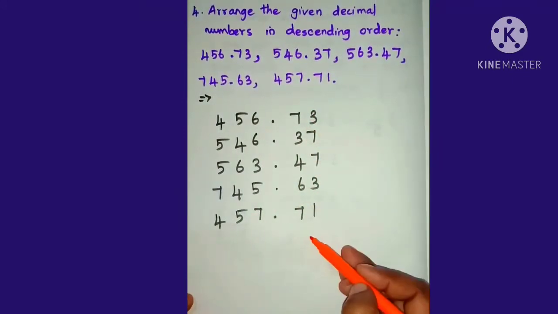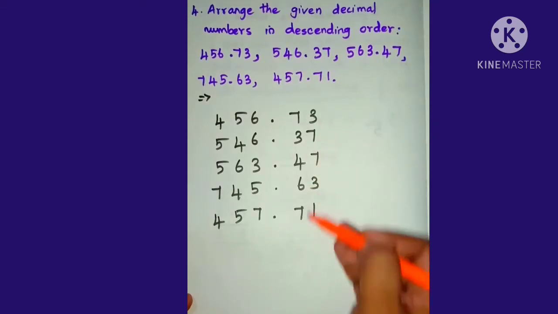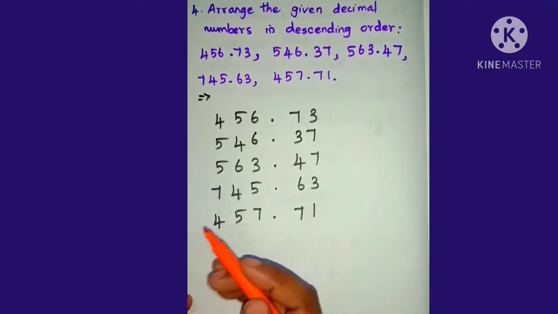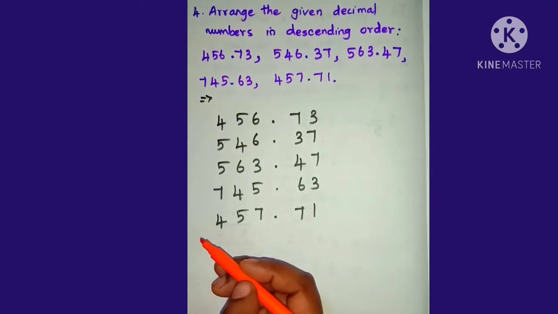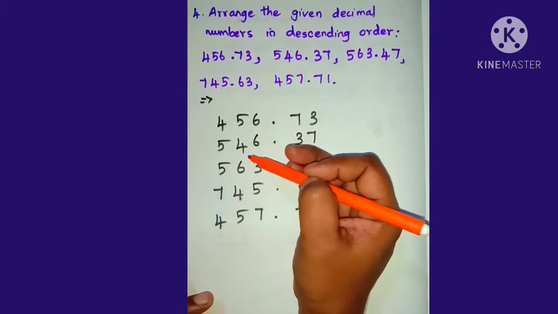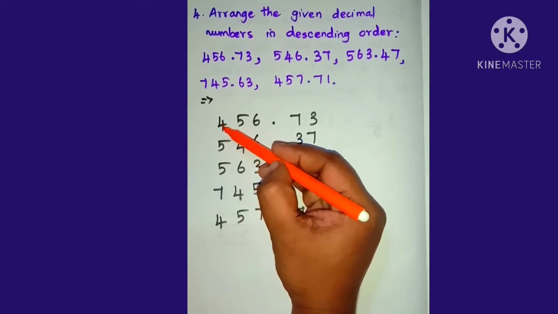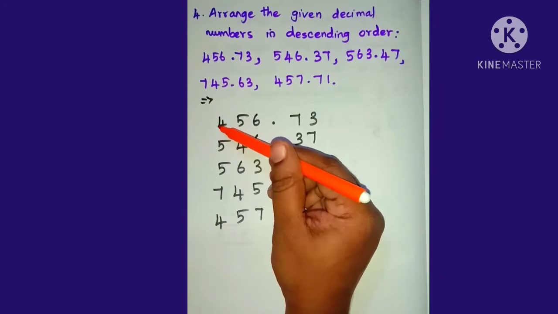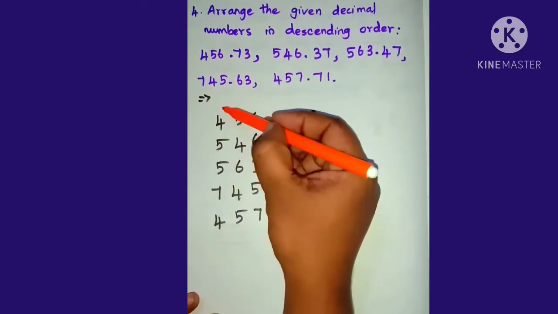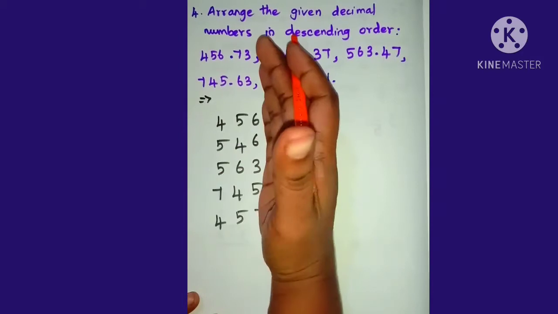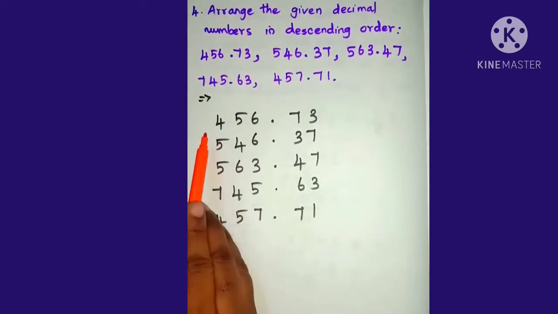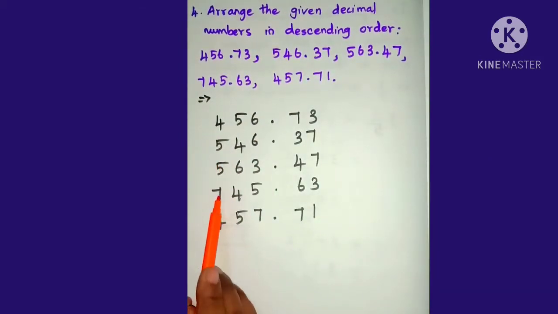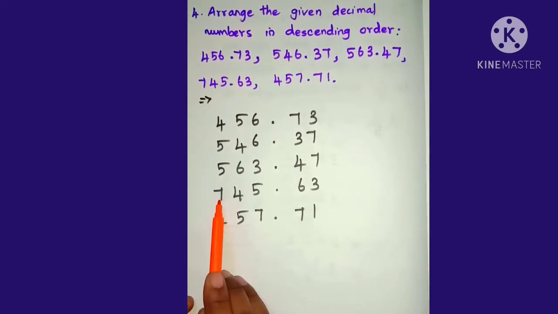So here listen carefully. I lined up the decimal numbers here one by one. Now comparing the whole number part. First we have to compare from left to right, isn't it? So from left to right, see the whole part. Here 4, 5, 5, 7, 4 is there. So here 7 is the highest number.